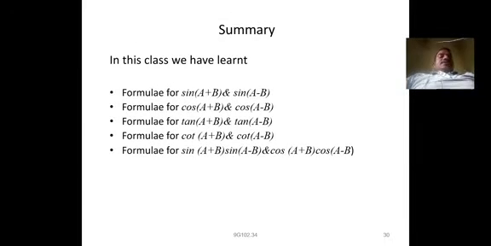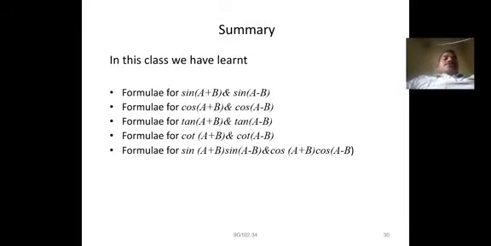Tan of a plus b is tan a plus tan b by 1 minus tan a tan b. Tan of a minus b is tan a minus tan b by 1 plus tan a tan b. Cot of a plus b is cot a cot b minus 1 by cot b plus cot a. Cot of a minus b is cot a cot b plus 1 by cot b minus cot a.